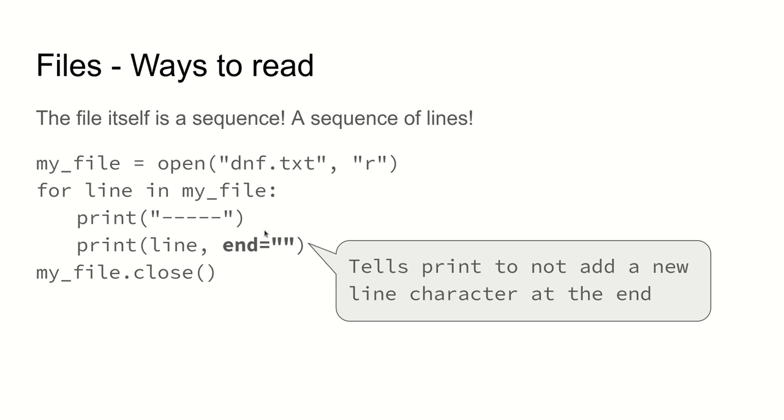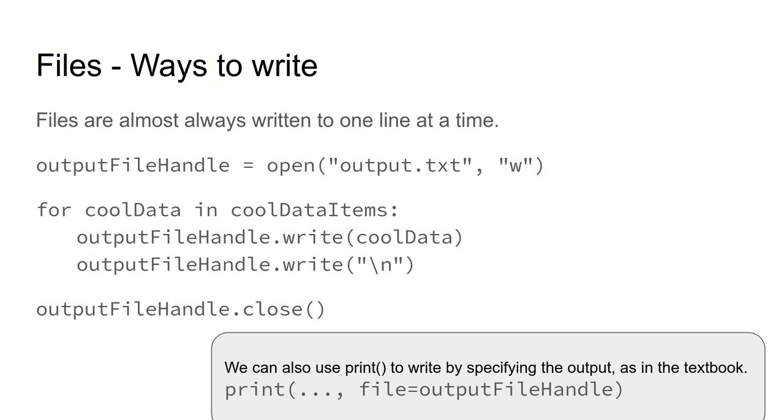So we can tell print what to end its printing with. And if we say empty string, that means just print the line, no new line or anything else after it. And so this is a different way to use print. It actually has more options that we haven't used, and it's worth looking into if you're interested in doing different ways of printing stuff.